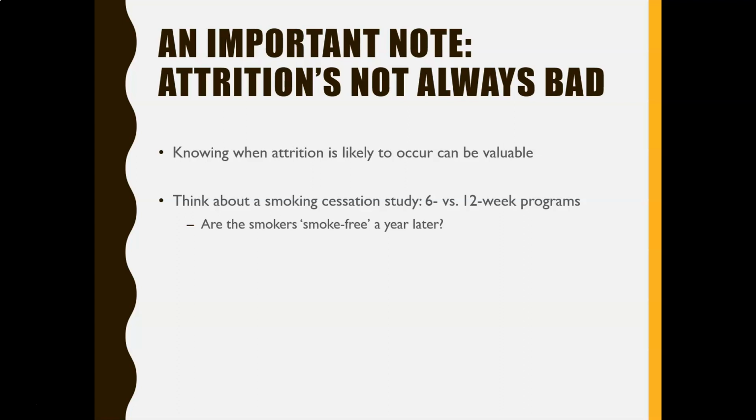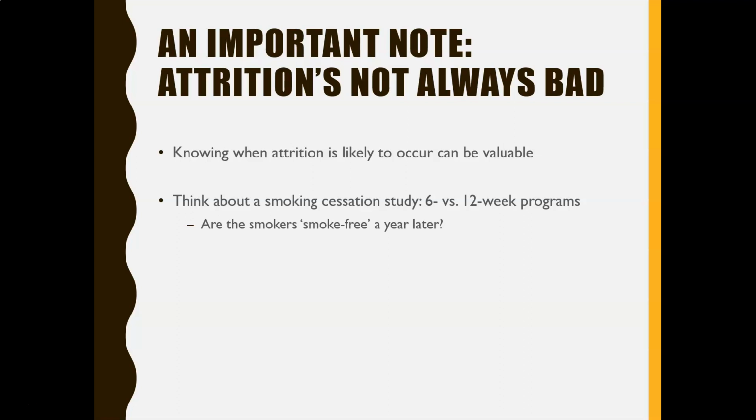Now, I think this is really important to note, and this is something your book doesn't mention, but I think it's worth noting. Attrition is not always bad. Attrition can tell us very, very valuable things about our participants, and knowing when attrition is likely to occur can be incredibly valuable. So one of the ways that you can think about this, imagine that we are looking at a study that is trying to find if people can successfully quit smoking.